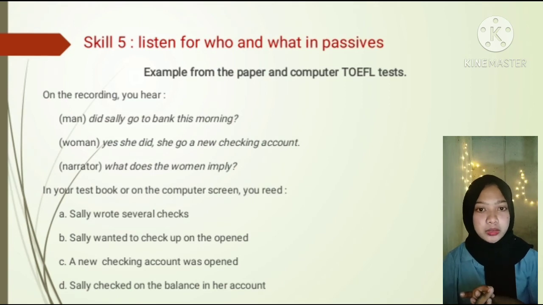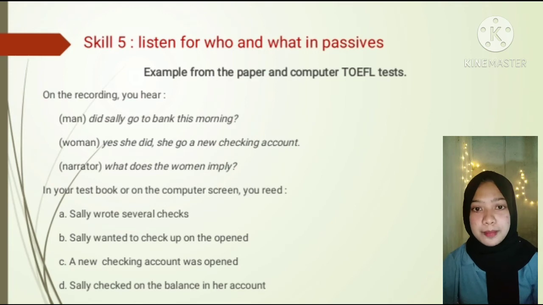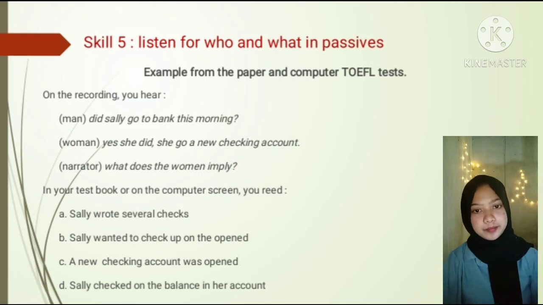For example, the man says, "Did Sally go to the bank this morning?" And the woman says, "Yes, she did. She got a new checking account." So the question is, what does the woman imply?